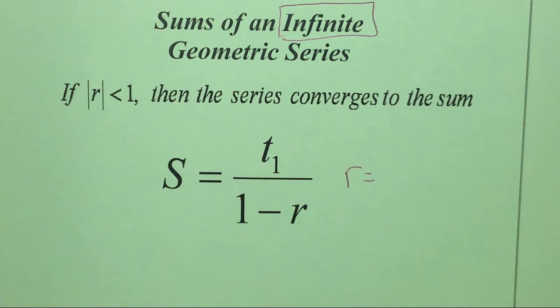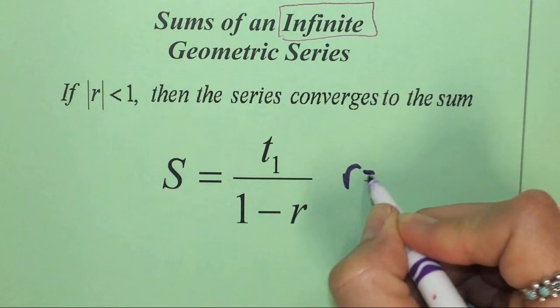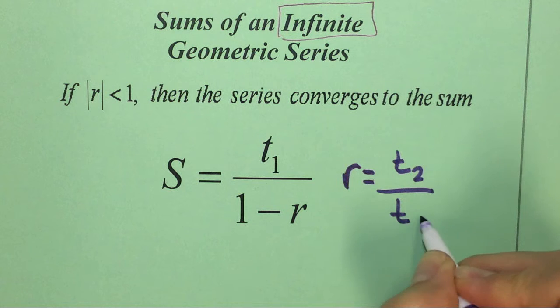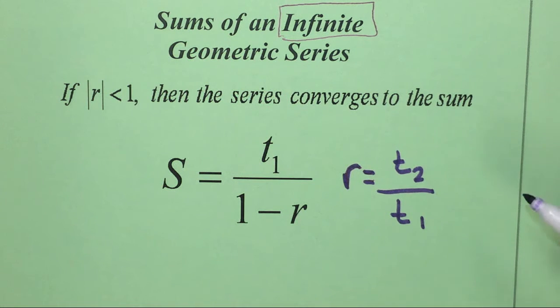To find R, you're going to take your second term, whatever it is, and you're going to divide it by your first term. So if they give you a series or a sequence, and they tell you to find R, you take your second term and you divide it by your first term. Everybody good? Okay, this won't take long today.